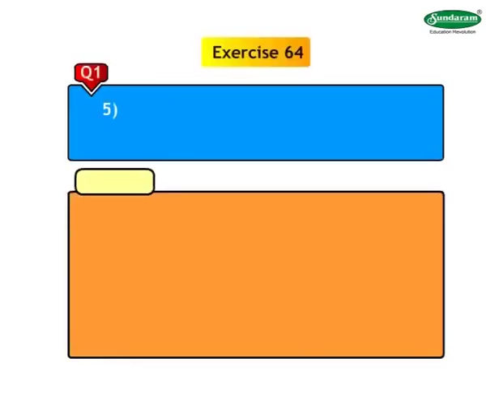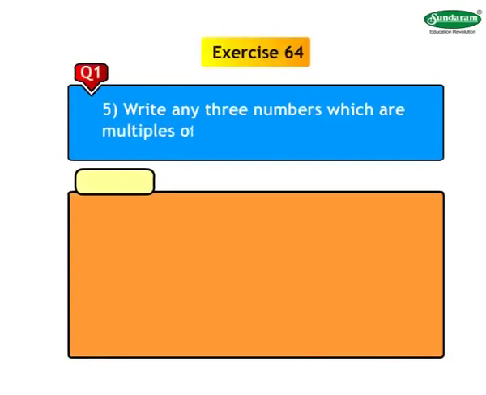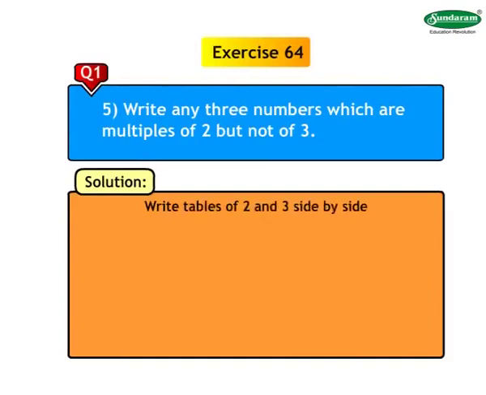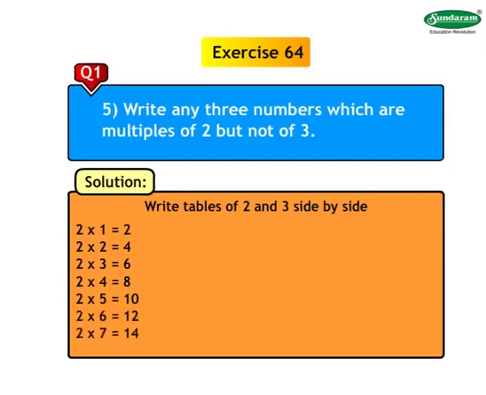5. Write any three numbers which are multiples of 2 but not of 3. Solution. Write tables of 2 and 3 side by side. 2 into 1 is equal to 2, 2 into 2 is equal to 4, 2 into 3 is equal to 6, 2 into 4 is equal to 8, 2 into 5 is equal to 10, 2 into 6 is equal to 12, 2 into 7 is equal to 14, 2 into 8 is equal to 16, 2 into 9 is equal to 18, 2 into 10 is equal to 20.